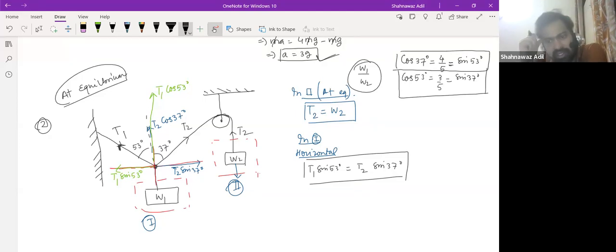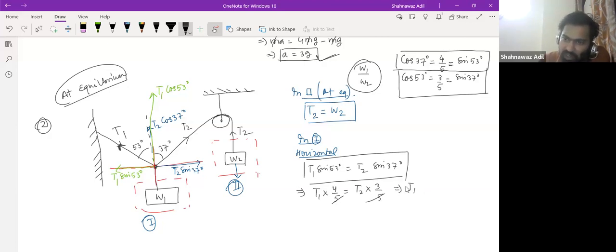If we put these values, we have T1 times sine 53, which is 4 by 5, and T2 times sine 37, which is 3 by 5. So 5 cancels and we have 4T1 equal to 3T2. This is from the horizontal equilibrium. Now if we write the vertical equilibrium, then what do we have?